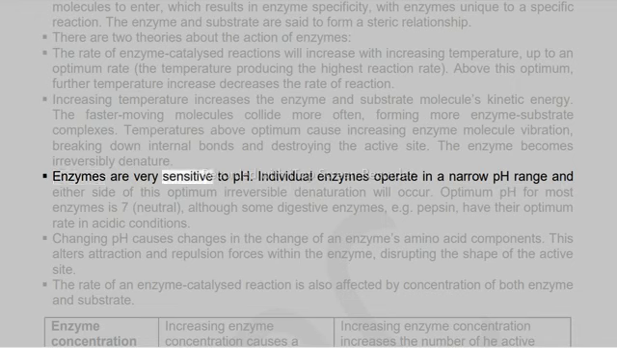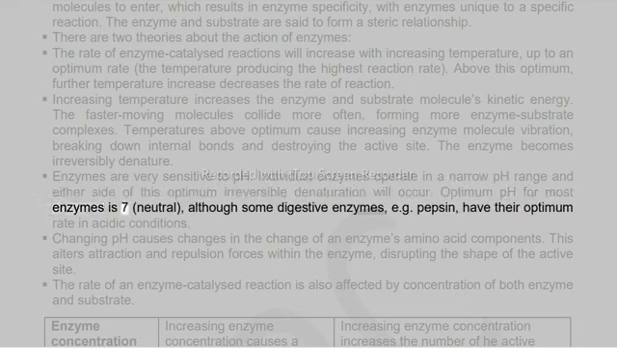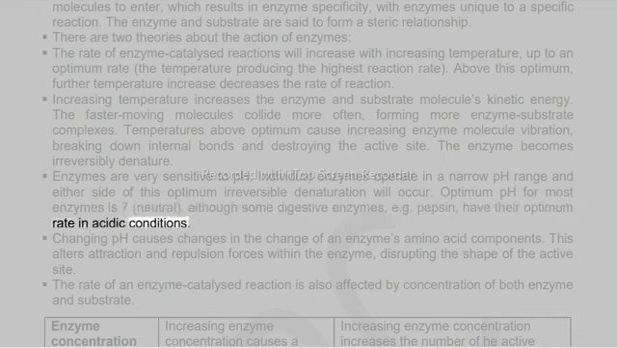Enzymes are very sensitive to pH. Individual enzymes operate in a narrow pH range, and either side of this optimum irreversible denaturation will occur. Optimum pH for most enzymes is 7, neutral, although some digestive enzymes, e.g. pepsin, have their optimum rate in acidic conditions.